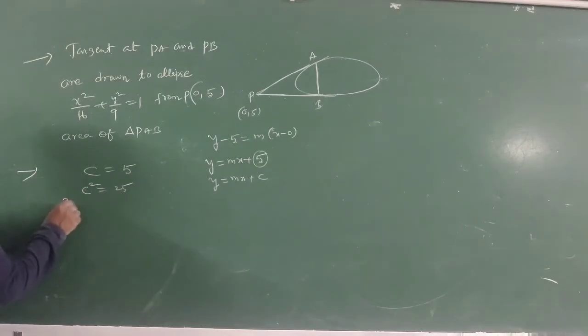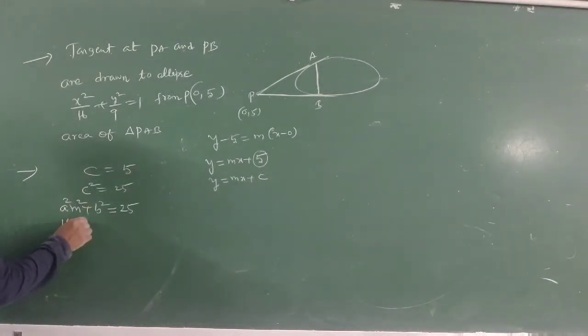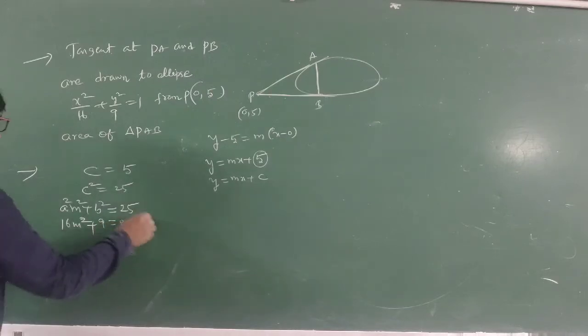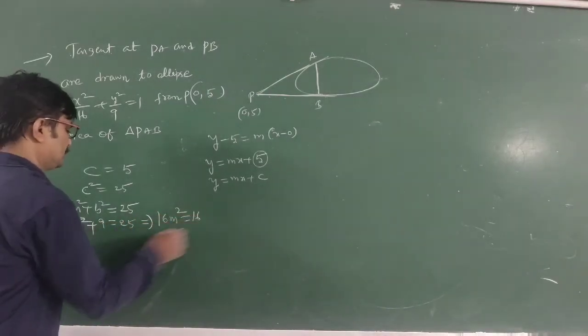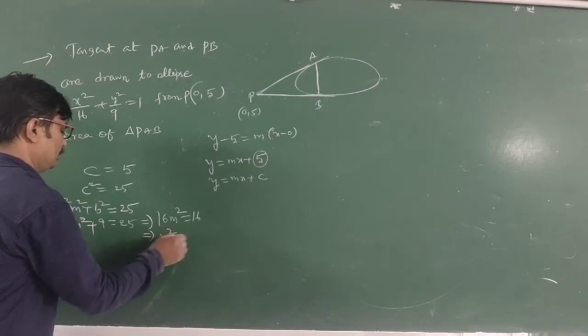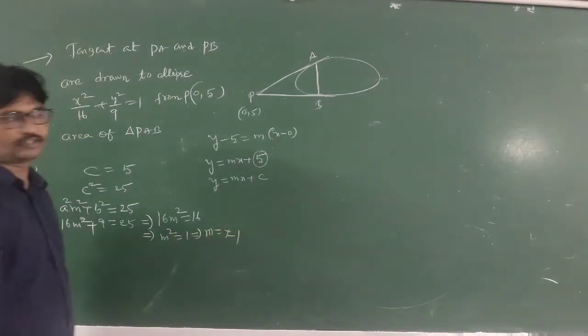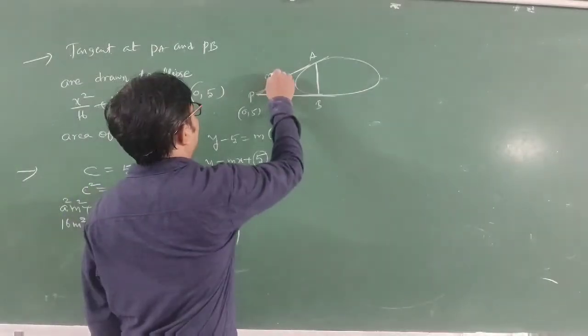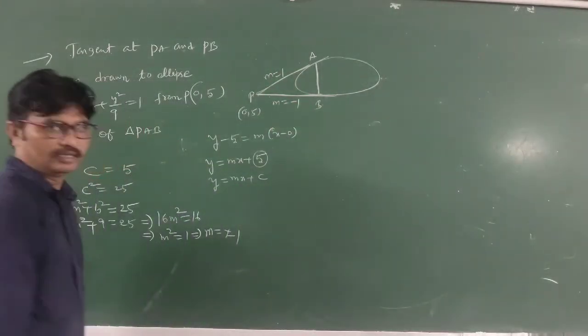We know that c square equals a square m square plus b square. Dear students, a square is 16, so 16 m square plus b square, which is 9, equals 25. So 16 m square equals 16, m square equals 1. That implies m equals plus or minus 1. This is m equals 1, and this is m equals minus 1.